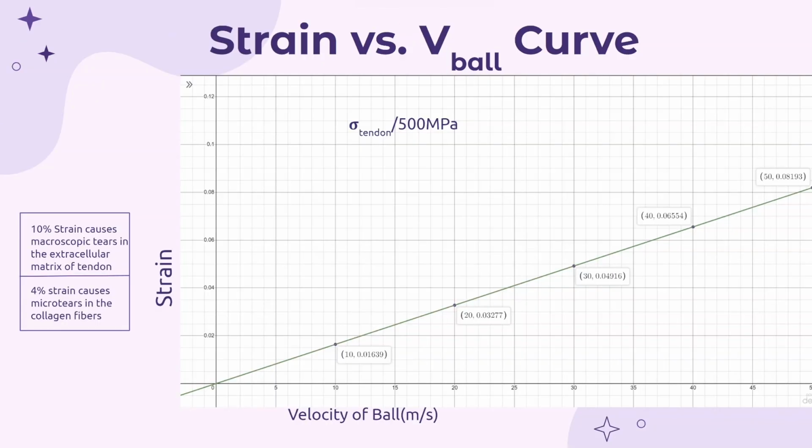So now we're going to talk about the strain versus the velocity of the ball curve. One thing I want to mention is that based on a study by Andrew Madsen, the modulus of elasticity for an average tendon is around 500 megapascals, which was used to create this graph here. Now, as we're seeing with the velocity of the ball, a novice hits around 20 to 30 meters per second, and we can see the 3 to around 5% strain, which would cause micro tears in the fibers of the tendon. Whereas a professional is more likely to hit 40 to 50 meters per second, which will result in closer macroscopic tears.